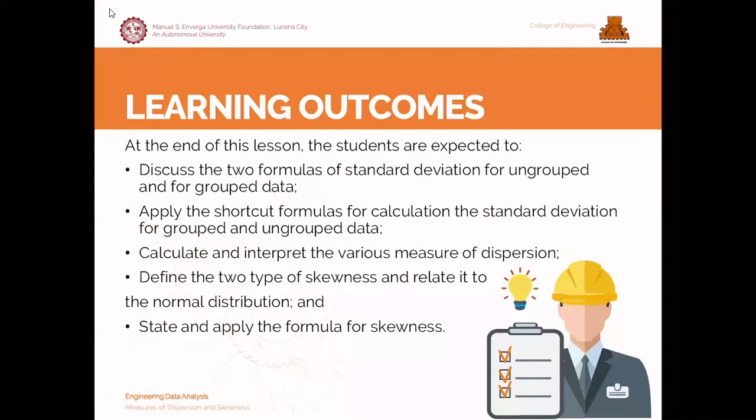Yung first is yung to discuss yung formulas of standard deviation and variance for ungroup and group data. Next is yung apply yung shortcut formulas for the calculation of standard deviation, variance for group and ungroup data. Calculate and interpret various measures of dispersion. Okay. Then define the two types of skewness and relate it to the normal distribution. And lastly is to state and apply the formula for skewness.